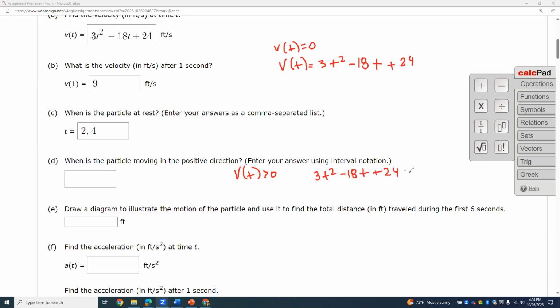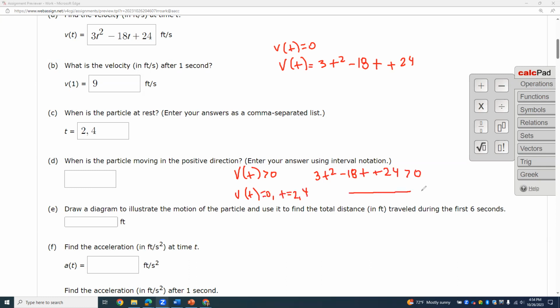Which, if you recall back from the first section, they're a little trickier than you would think. They take a little bit more work than you would think. So we already know these two boundary points. We already know from part C that it equals 0 when t equals 2 and 4.